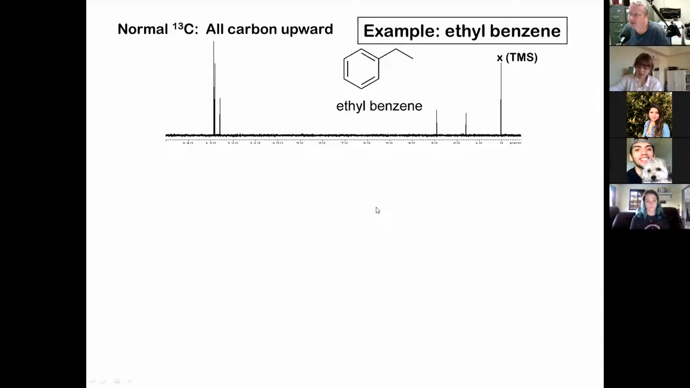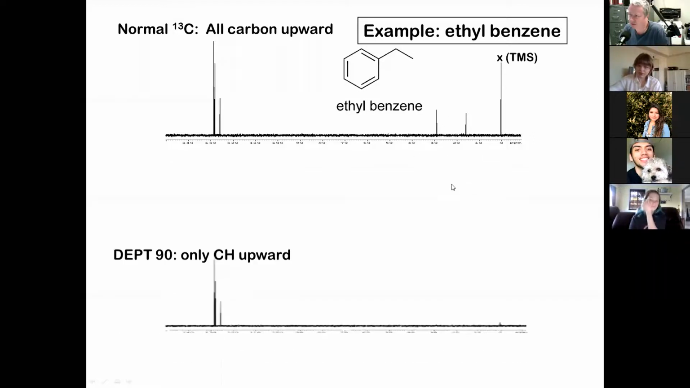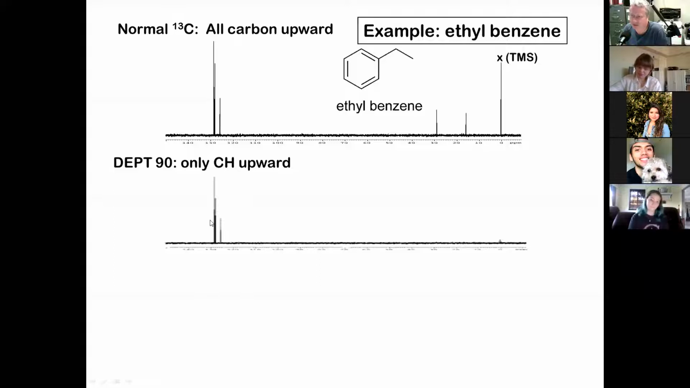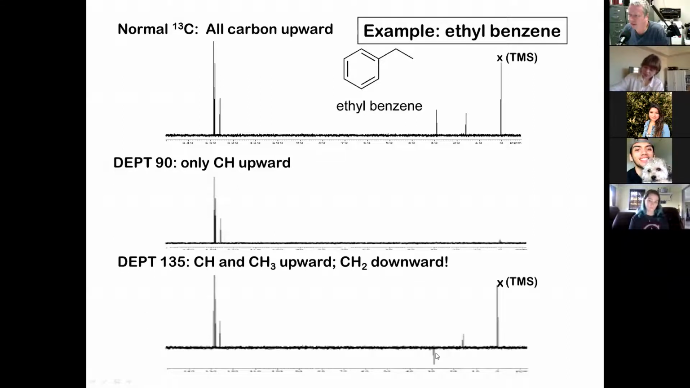Nothing too crazy, right? So make a prediction, what's going to happen when I do DEPT 90, which is only CHs? Well, these are going to go away because they're not CHs. It's a CH2 and a CH3, right? So DEPT 90, look at that. There we go. The CHs are there, right? And what about DEPT 135? Now the CH2 goes down and the CH3 goes up. So that's a really cool trick, especially if you stack them. You can see all your carbons and figure out, well, that's a CH2, that's a CH3. These are all CHs. Again, a silly example.